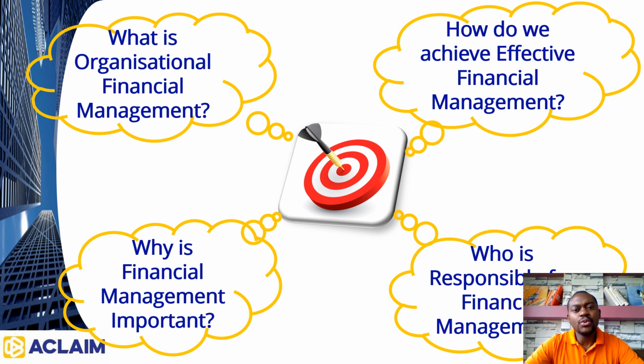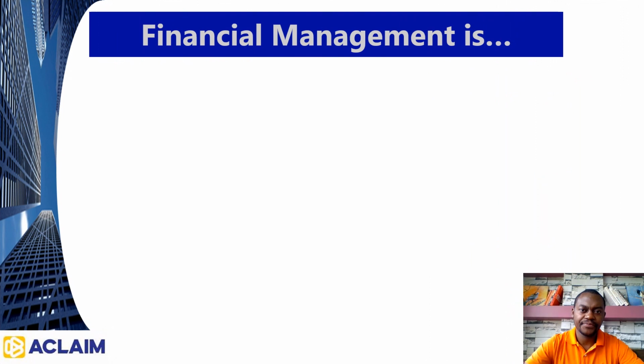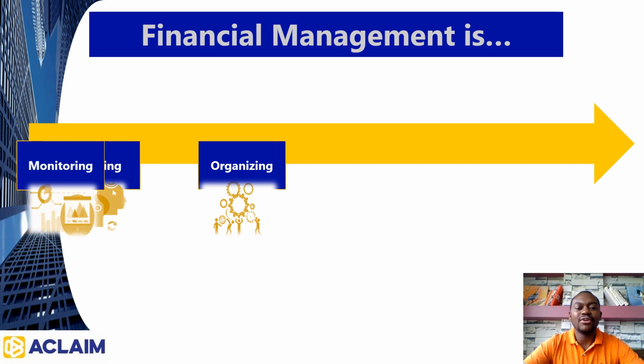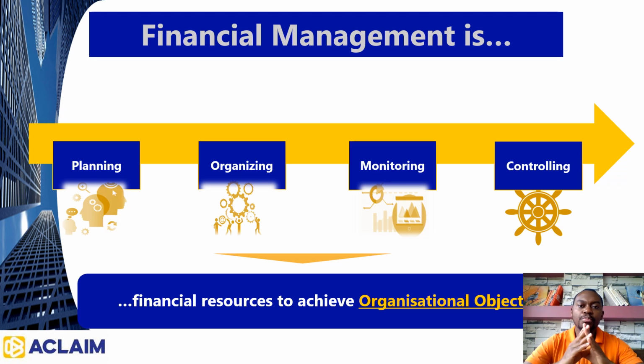Okay, so we'll start off with the first bit. What is organizational financial management? So financial management in an organization is about planning, organizing, monitoring, controlling financial resources to be able to achieve the objectives of an organization. It's planning, it's organizing, it's monitoring, it's controlling financial resources of an organization to be able to achieve the objectives of the organization.